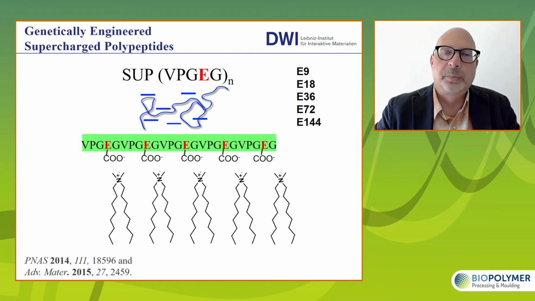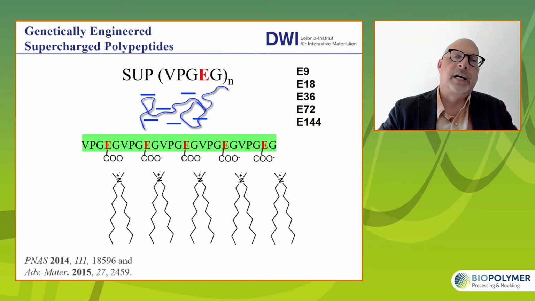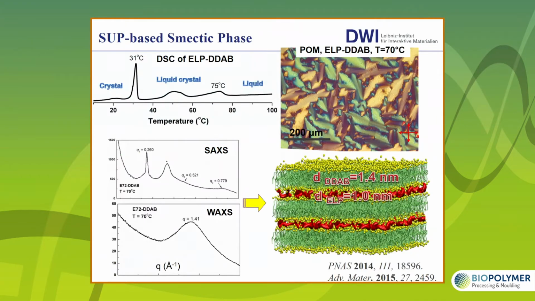You just take the supercharged polypeptide and you complex it with a cationically charged surfactant. Once you combine both in solution, you get a precipitate. You remove the aqueous supernatant, and then you can immediately characterize the thermotropic phases. On the top left, you see that we obtain a very stable liquid crystalline phase between 31 and 75 degrees C. On the right-hand side, on the top, you see a typical focal conic texture under polarization optical microscopy.